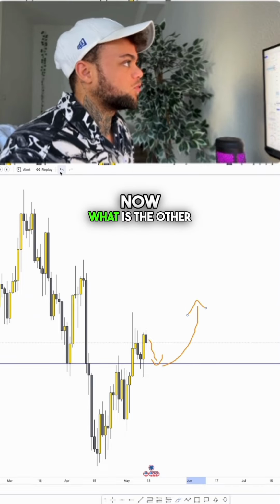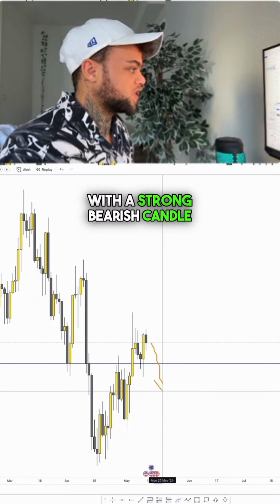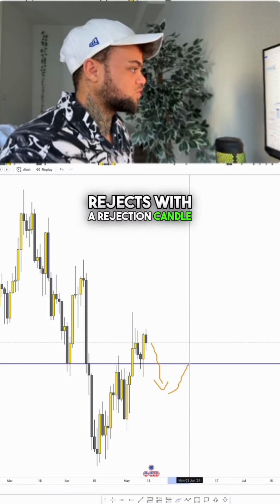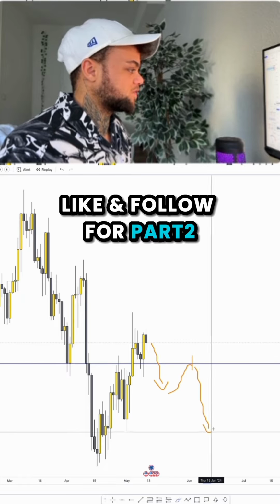Now, what is the other way around? Okay, price comes back down, closes with a strong bearish candle, comes back up for a retest, rejects with a rejection candle or whatever, and now you can take advantage of sells to the downside.